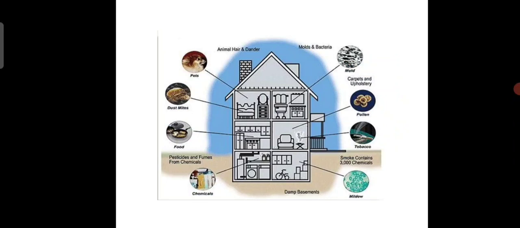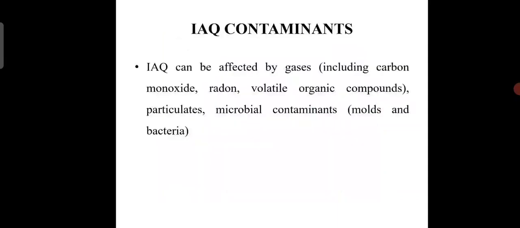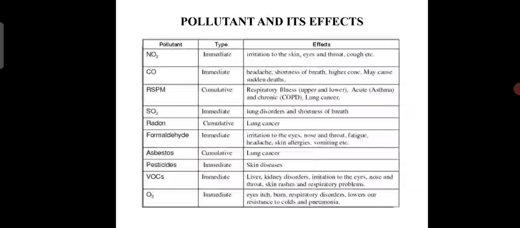Then pesticides and chemicals, so the chemicals which we use for cleaning our carpets, cleaning our dishes, cleaning our clothes, all these cause indoor air quality pollutants. So as we already discussed, it includes carbon monoxide, radon, VOCs, particulate matters, microbial contaminants like mold and bacteria.